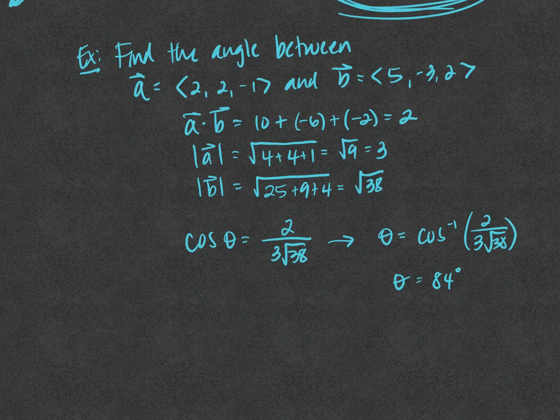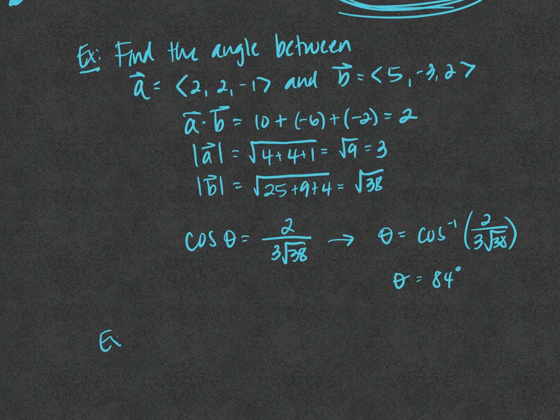Now, something I want you to think about is, let's pretend, example, what if our cosine of theta equals 0? Then what does theta equal?